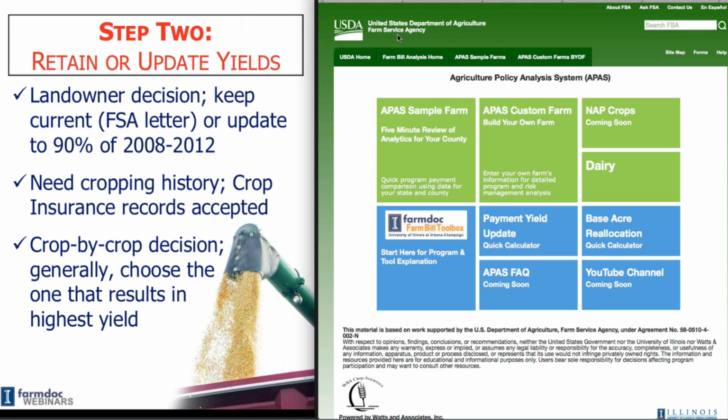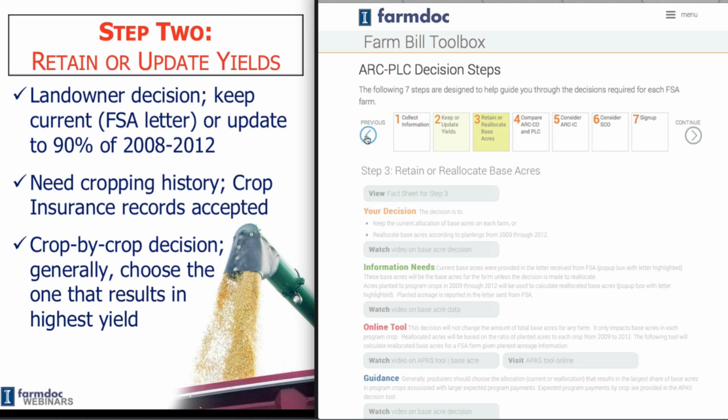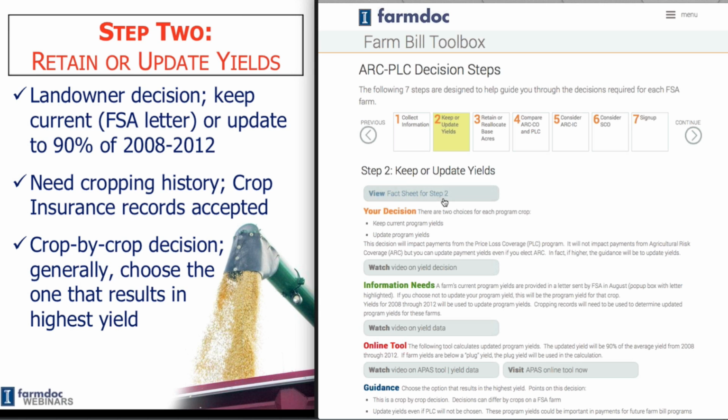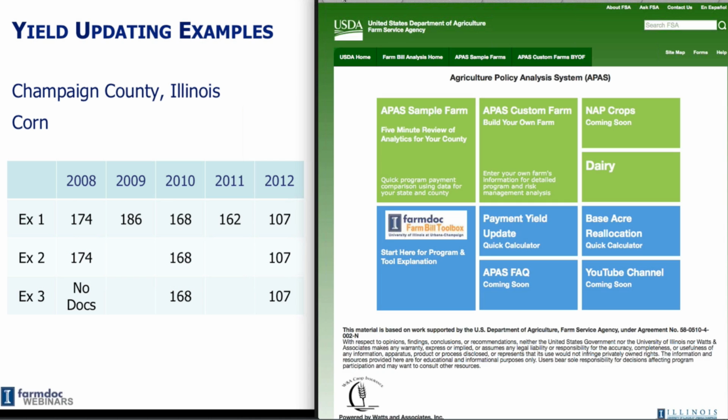Documentation would include settlement sheets, warehouse receipts, crop insurance records. There's a number of items actually, and they are listed on a fact sheet on our website that you can keep and update. If you look at this fact sheet, it'll give you more details about the types of information that are needed. I'm going to run through an example of what updated yields would look like.